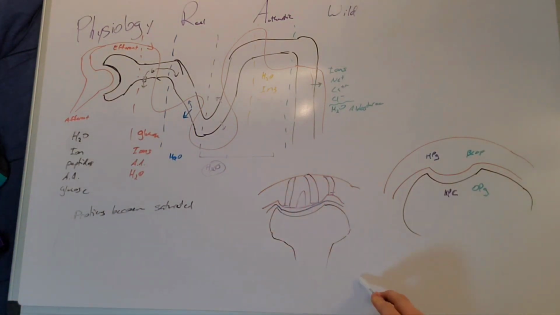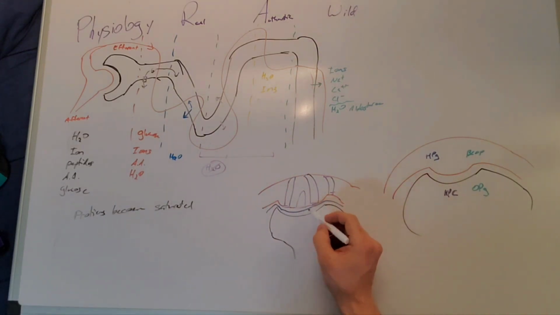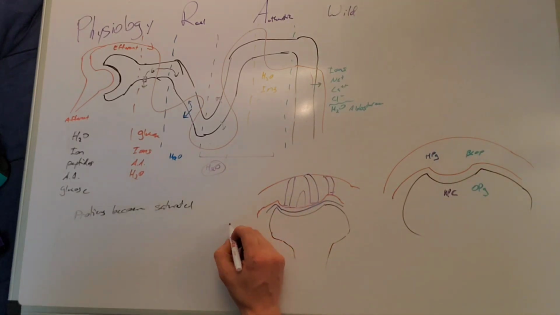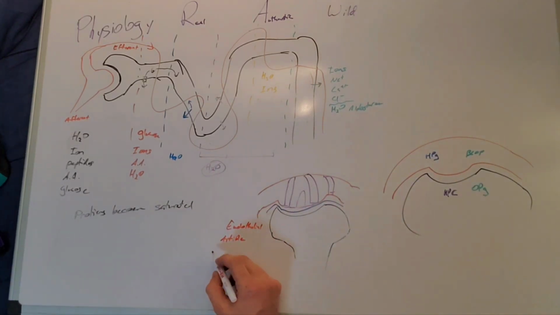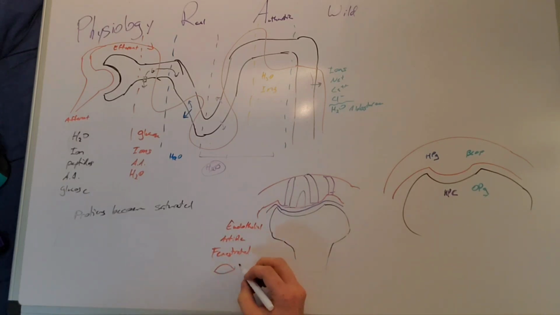So the filtration, that's this one right here. The first level of filtration is going to be the endothelial cell, the endothelium of the arteriole. That's the first line of defense. It's fenestrated, so it has holes in it. These holes are really small, about 70, I don't know. They're very small.